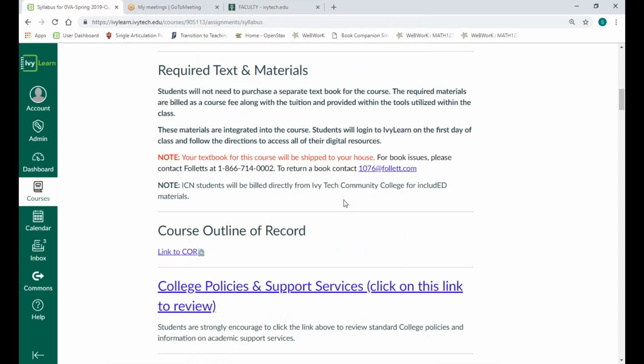You should have gotten a copy of the text sent to your house. If you didn't get it sent to your house and you registered for this quite a while ago, it's because you haven't updated your contact information. So you might have an old address listed. That means it got sent to the old address. So here's where you're going to need to either email or call for any sort of issues with the textbook.